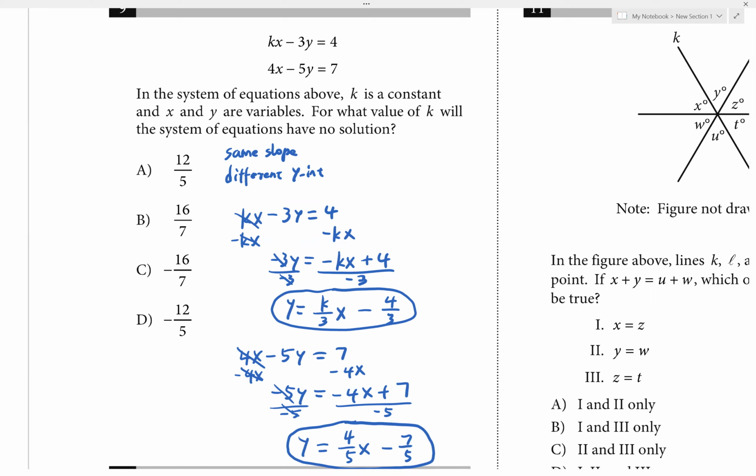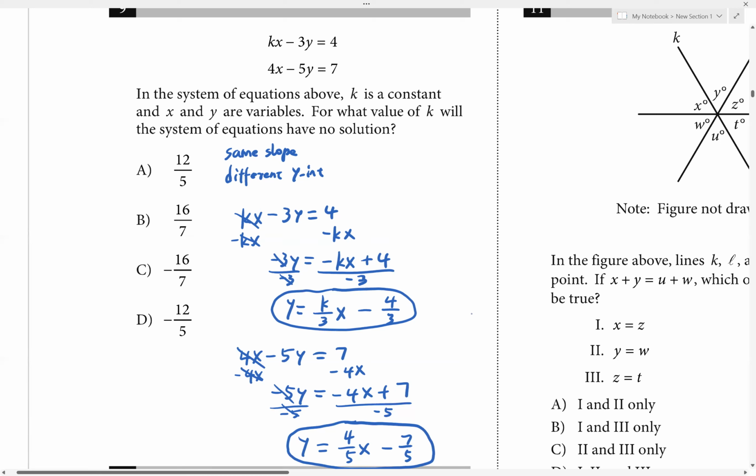Once we have both equations, we can now look at the slope. We know their slopes should be the same, and the y-intercepts should be different, which they are. They're already different: we have negative 4 over 3 and negative 7 over 5. So the y-intercepts are already different. That's good.